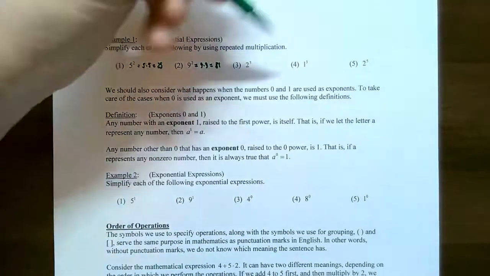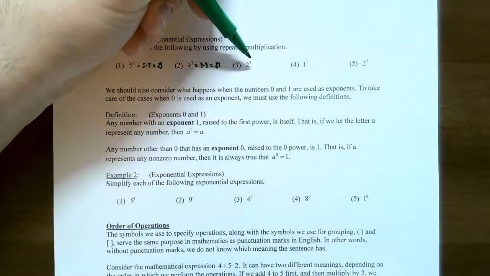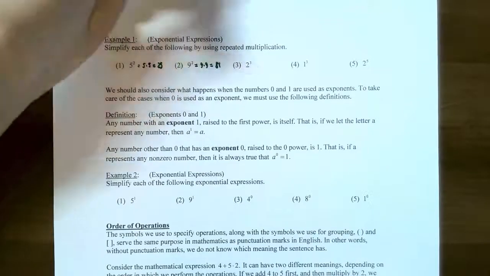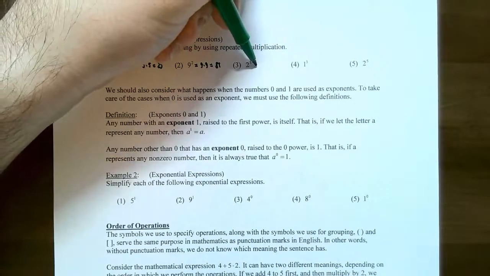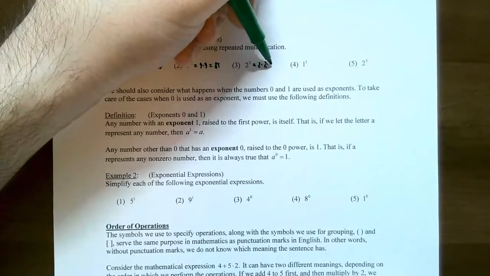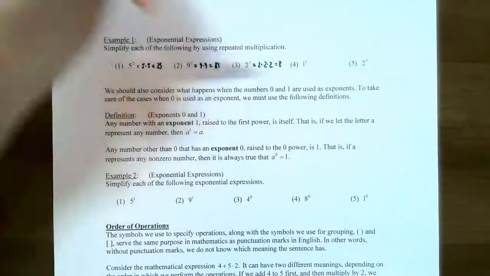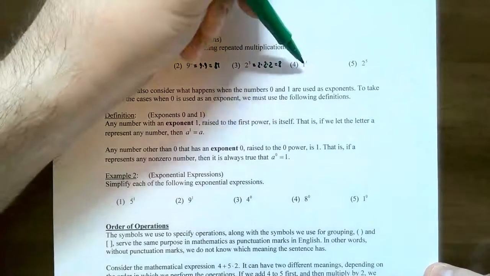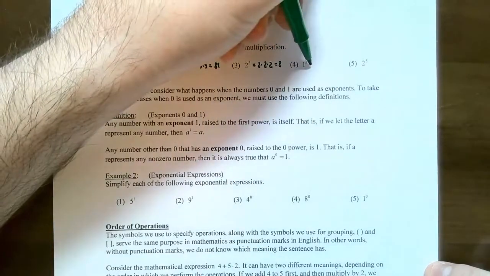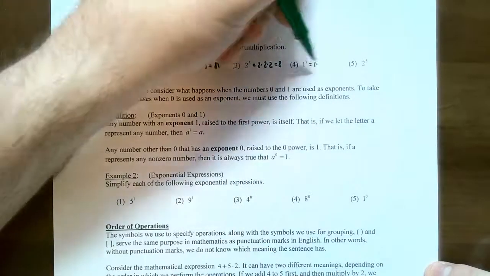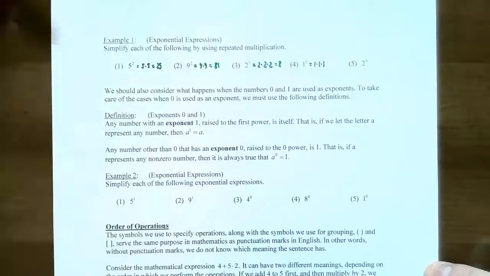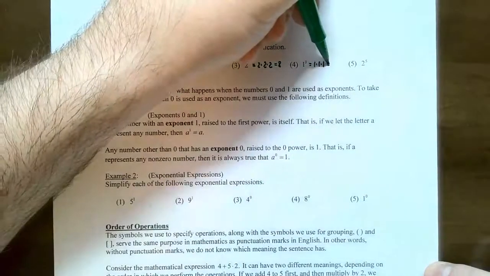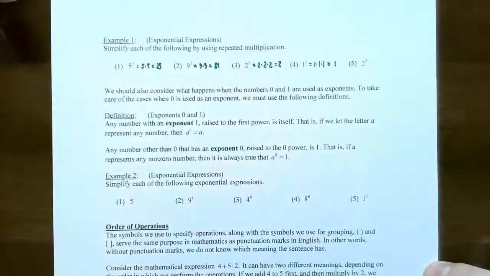Okay, next one. Base 2 raised to the third power, or 2 to the third power, or 2 cubed, is 2 times 2 times 2. We did this one earlier. 2 times 2 is 4, and then 4 times 2 gives you 8. Okay, next problem. 1 to the third power, or 1 cubed. You have 1 is the base, so 1 times itself 3 times. So 3 factors of 1, you're multiplying, so you get 1.